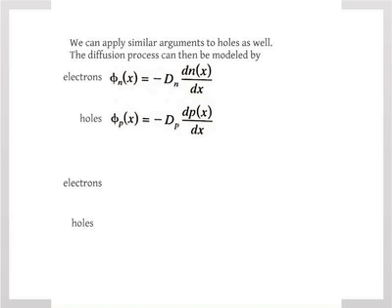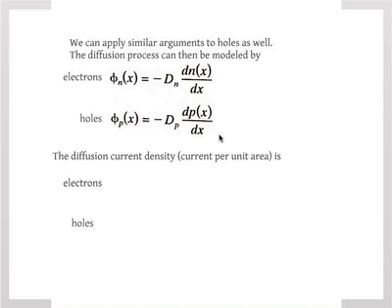Okay? And you can understand that logic, right? So you can write down the equations. The diffusion equations are the same. For electrons, the same as what I just wrote there: phi n of x is minus dn over dx. For holes, phi p of x is minus dp over dx. Okay, same thing. Of course, the diffusion coefficients themselves are different, as we will see.